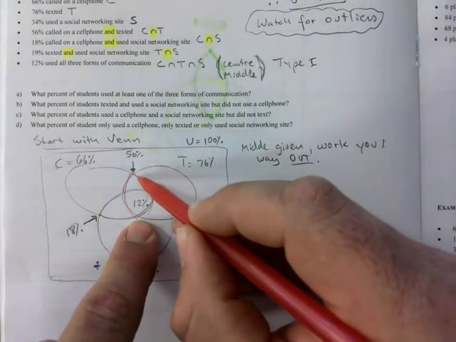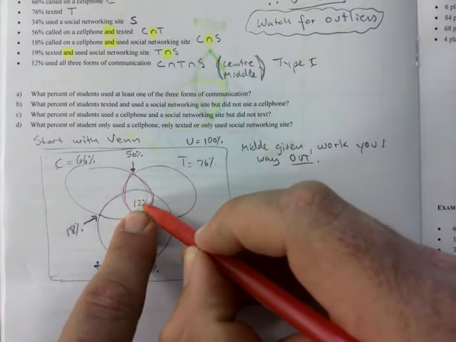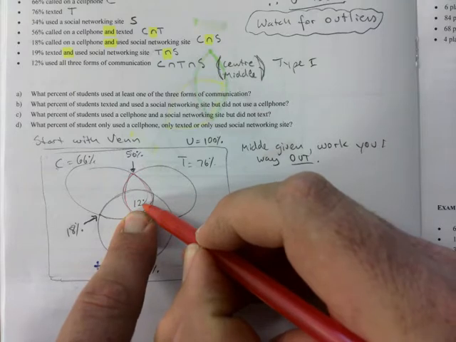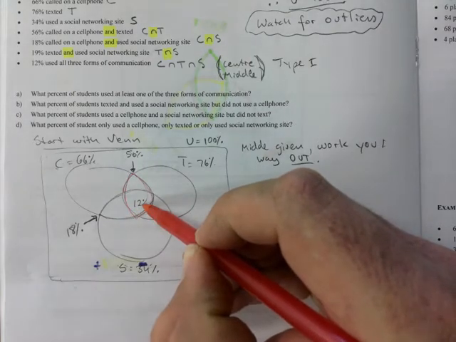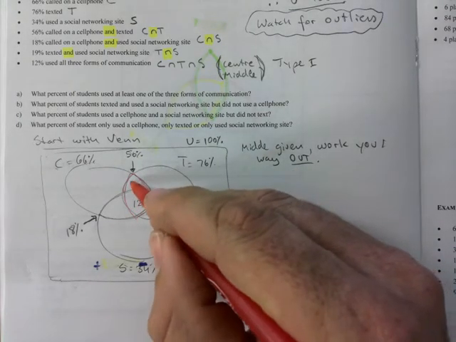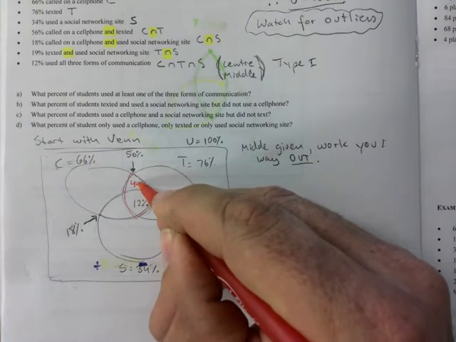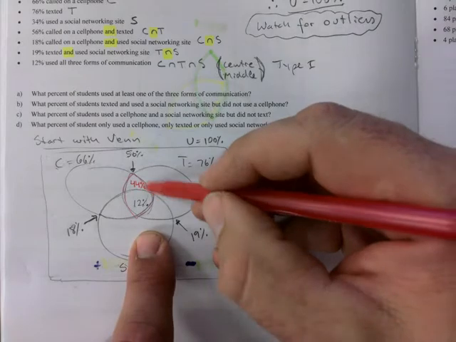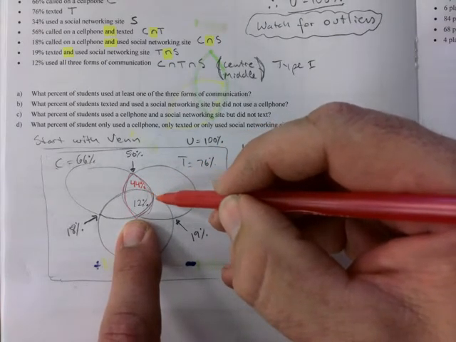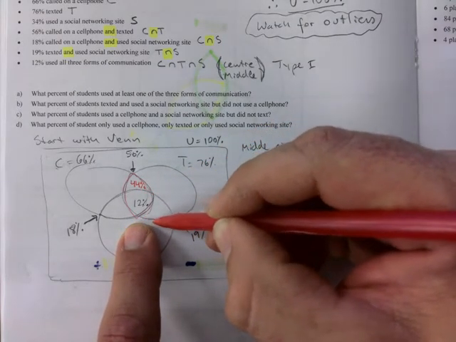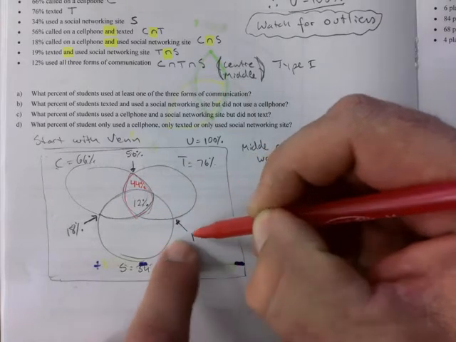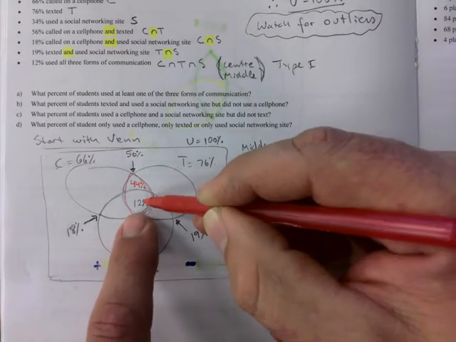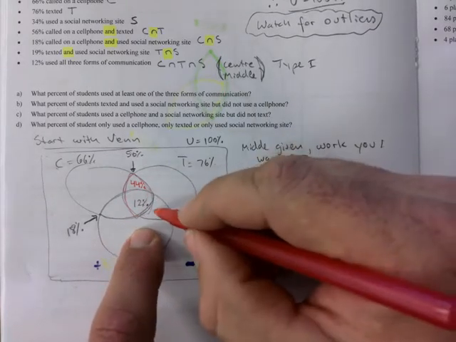56 minus 12. Okay. So 56 minus 12. I'm looking at my key here. That's 44. 44%. Okay. Then go over to this section right here. You go 19 minus 12. That is 7%.